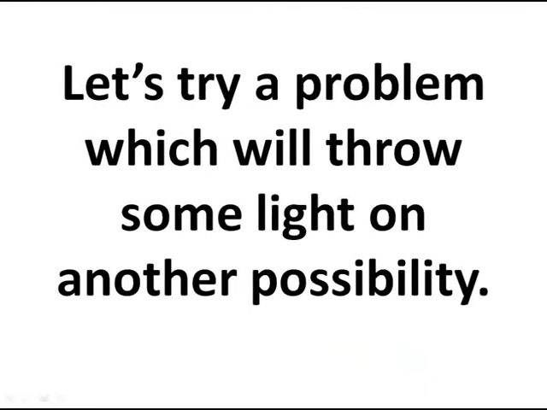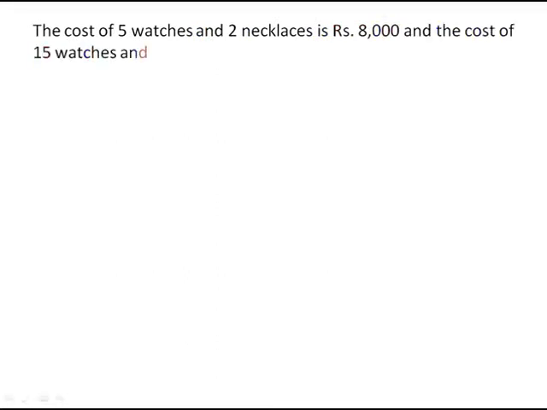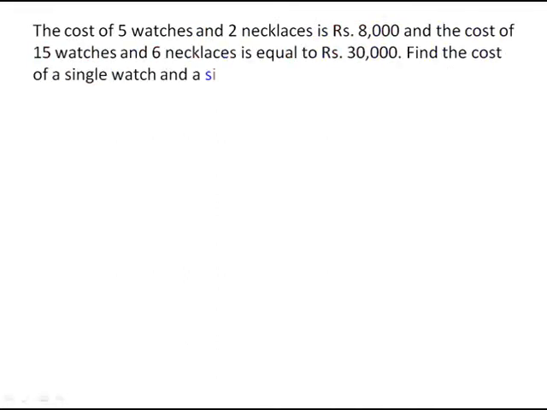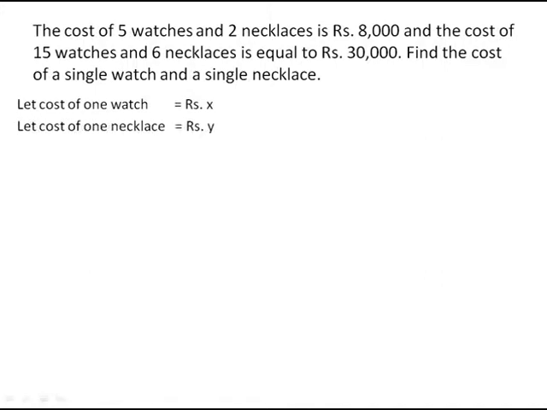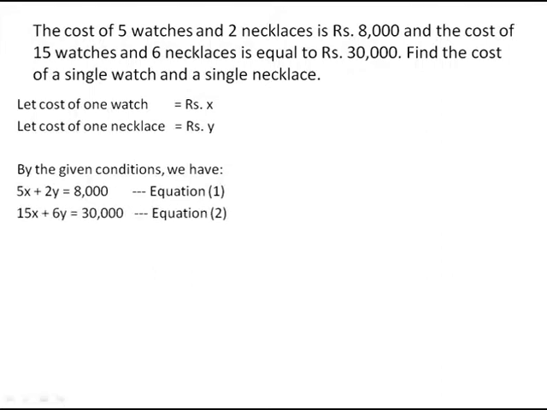Let's try a problem which will throw some light on another possibility as well. The cost of 5 watches and 2 necklaces is rupees 8,000, and the cost of 15 watches and 6 necklaces is rupees 30,000. Find the cost of a single watch and a single necklace. Let the cost of one watch be rupees x and the cost of one necklace be rupees y. By the conditions given, we have two equations. The first equation is 5x plus 2y is equal to 8,000, and the second equation is 15x plus 6y is equal to 30,000.